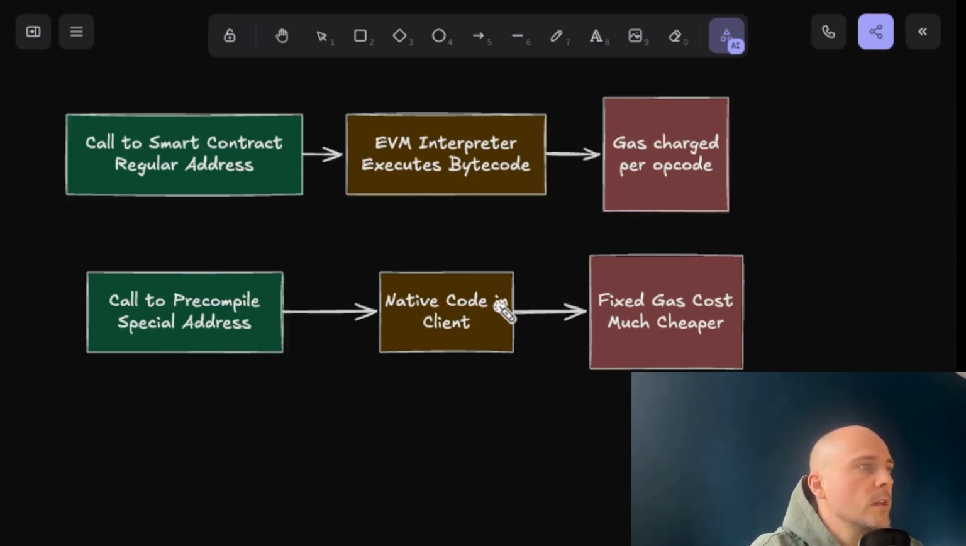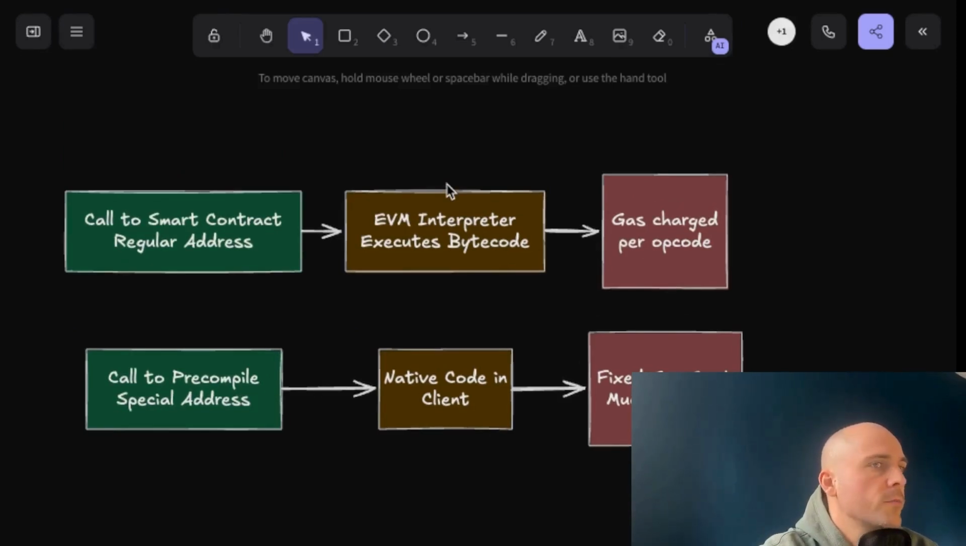That is obviously in stark contrast to normal smart contract bytecode execution, which goes through the EVM interpreter and gets executed opcode by opcode. And hence, they also have a fixed gas cost associated with them instead of what you would be charged if you implemented the same logic on the smart contract level, where you would be charged for each opcode that your implementation consumes.